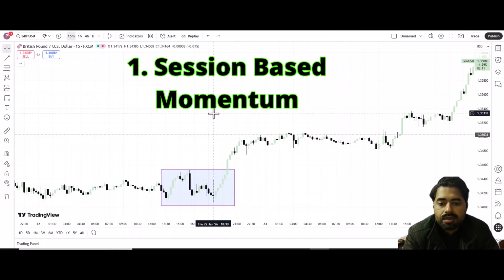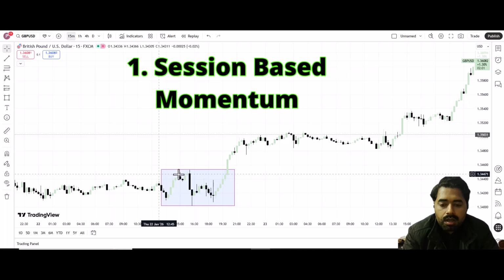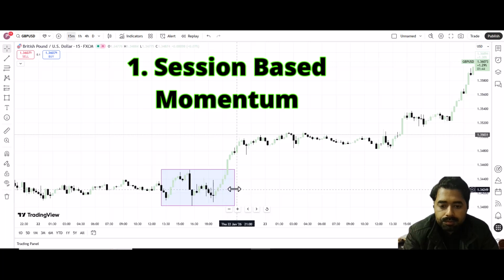Okay, so the first strategy is the session-based momentum trading strategy. In this strategy, we prefer trading the overlap of the New York and London sessions. So on the 15-minute time frame, we have to mark a range starting from the London session open until the New York session open. Okay, so here is the range ending actually here.